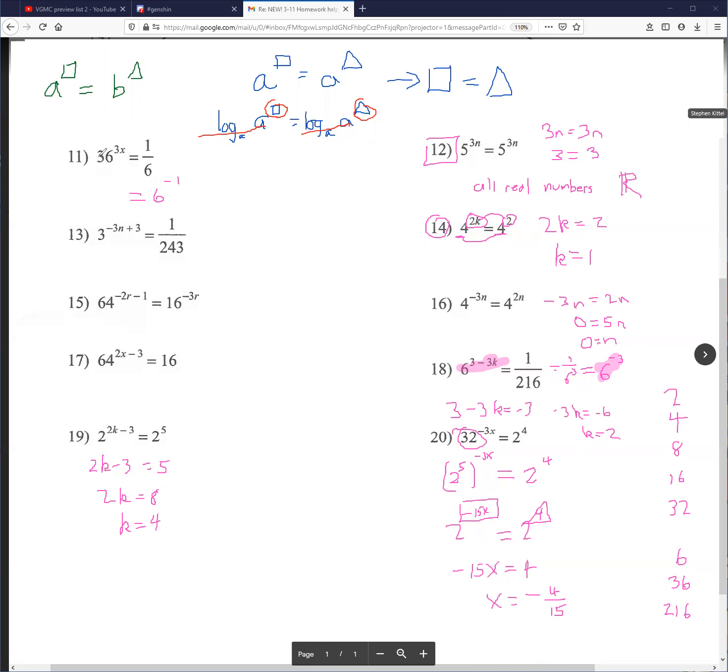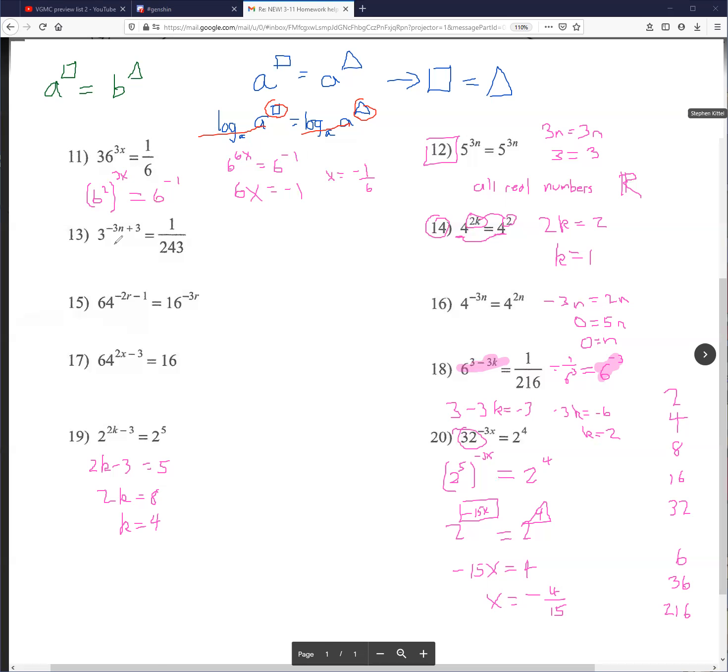Okay, so 36, well, 36 is a power of 6, isn't it? Let's go with that. So 36 is 6 squared. So 6 squared, aka 36, to the 3x. And so now we'll use our power to a power. We'll say 6 to the 6x is equal to 6 to the negative 1. And now we can make square equal triangle. And so x is equal to negative 1/6.